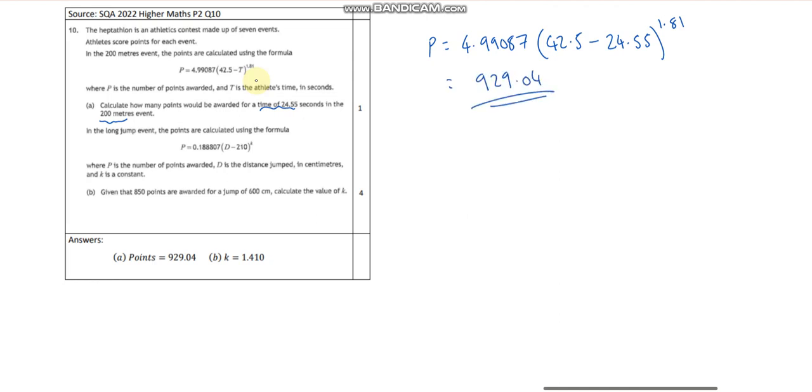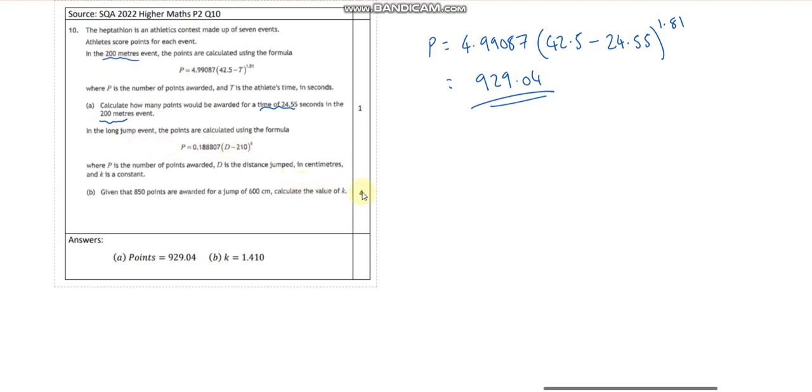And my equation, I've just got time in it, actually. And that's for the 200-metre event. So I don't even need to worry about that. I'll just say the number of points is 4.99087 multiplied by 42.5. Take away the time. So that's 24.55, 1.81. So that should come out as 929.04. Just a straight substitution with your time. A few numbers in there trying to mess you up. So we didn't need the 200 because this is the formula for the 200.